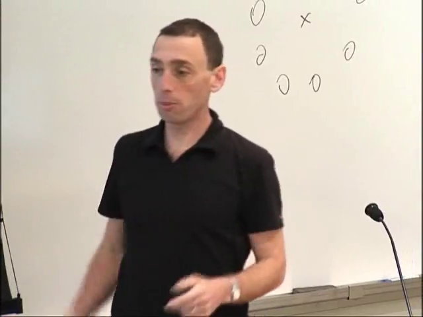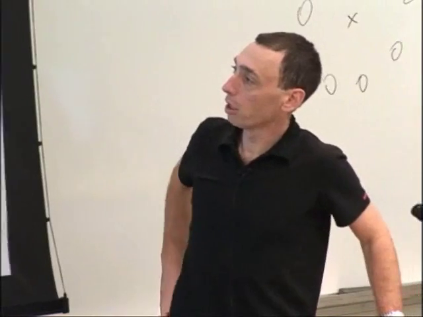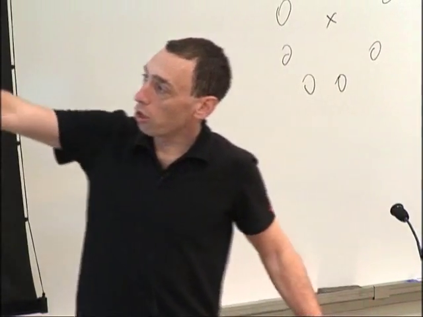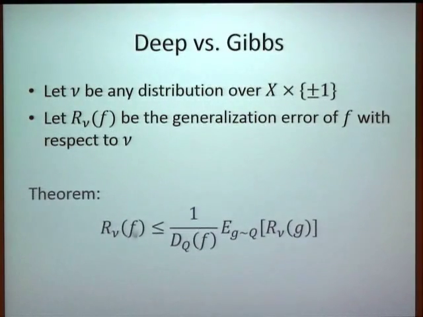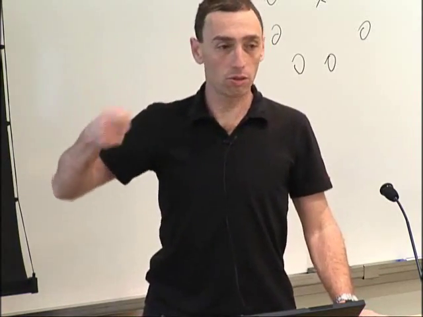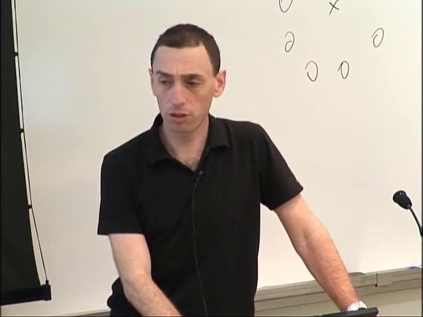Let's say we have some target. So the world is distributed with some distribution nu that I don't know about. And say we use R nu of f, which is just the generalization error of f. We can prove that for every function f, its generalization error is bounded by 1 over its depth times the expected generalization error if I would have just sampled a hypothesis from Q. And actually the proof is trivial.